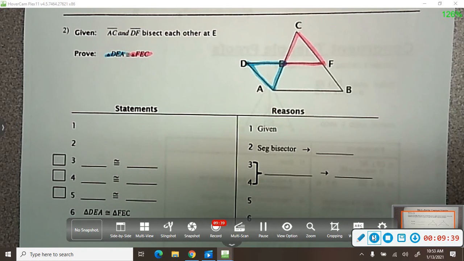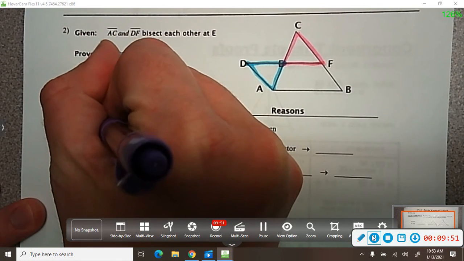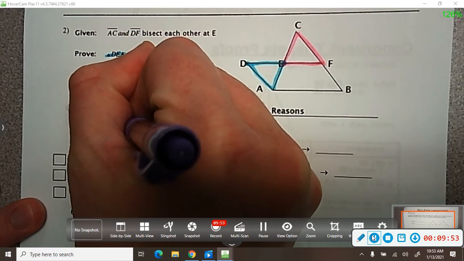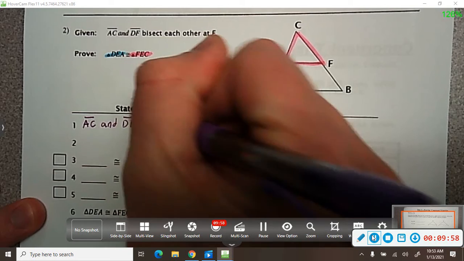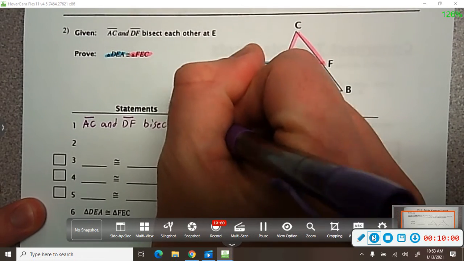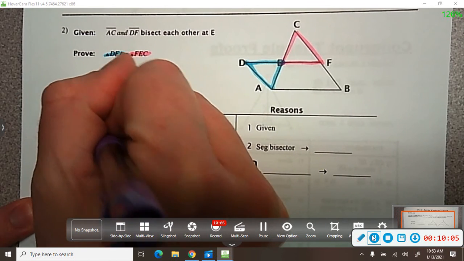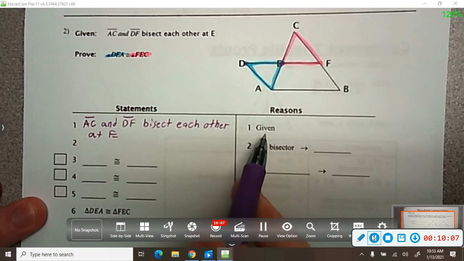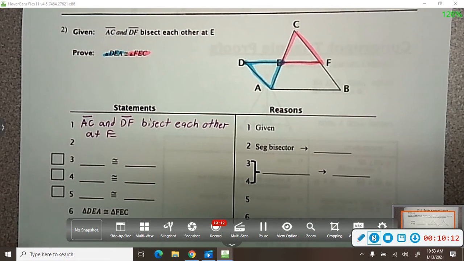So from there, your first step is to write down the given. What is the given? I'll just write it down. AC and DF bisect each other. How do you know that? They told us that. That's the given. Okay. So what does that mean?